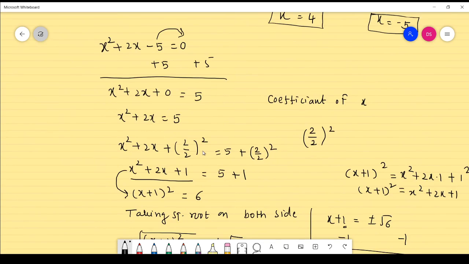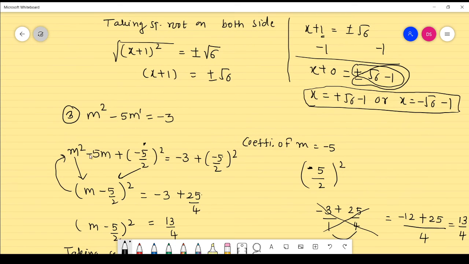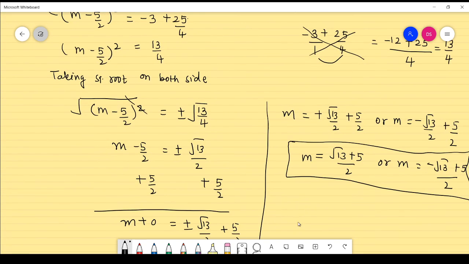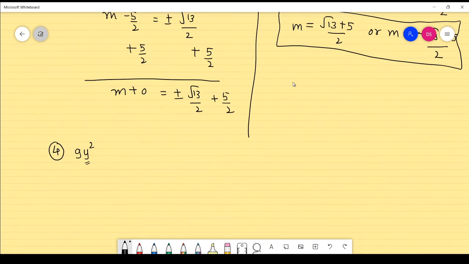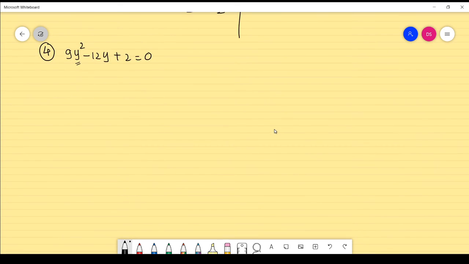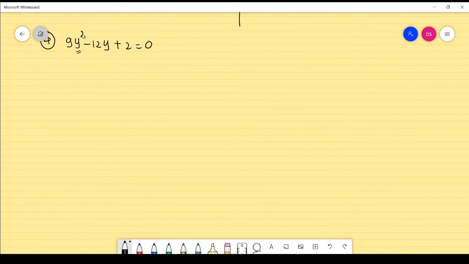In the previous examples it was already available, so that's the reason I was not worried about that term. But in the fourth example, the coefficient of y square is 9, minus 12y plus 2 is equal to 0, right? Now we need to make the coefficient of the square term 1. So here I want a 1. What to do? Just divide by 9 on both sides.